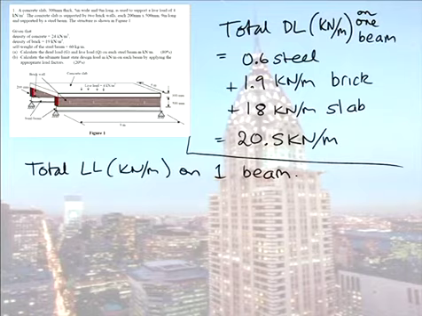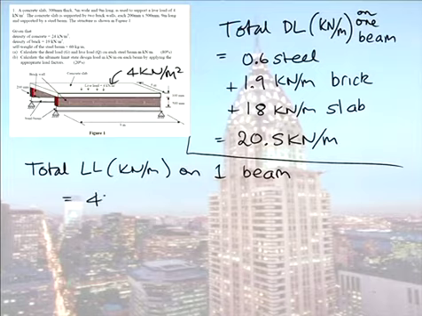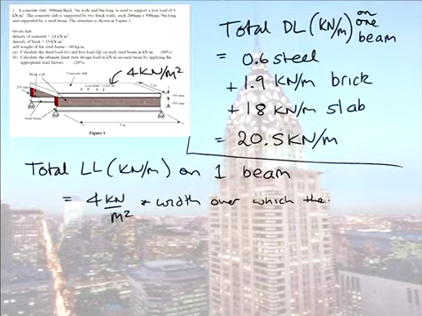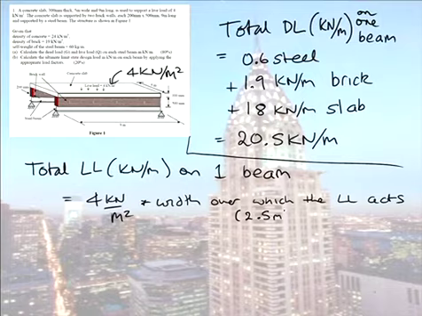So our live load, you can't see this, but to remind you, was 4 kilonewtons per metre squared. And we want our live load on one beam. So the quick way, 4 kilonewtons per metre squared times the breadth, or the width over which the live load acts. And what is that width, everyone? 2.5 metres. So it's simply 4 times 2.5, which is 10 kilonewtons per metre.